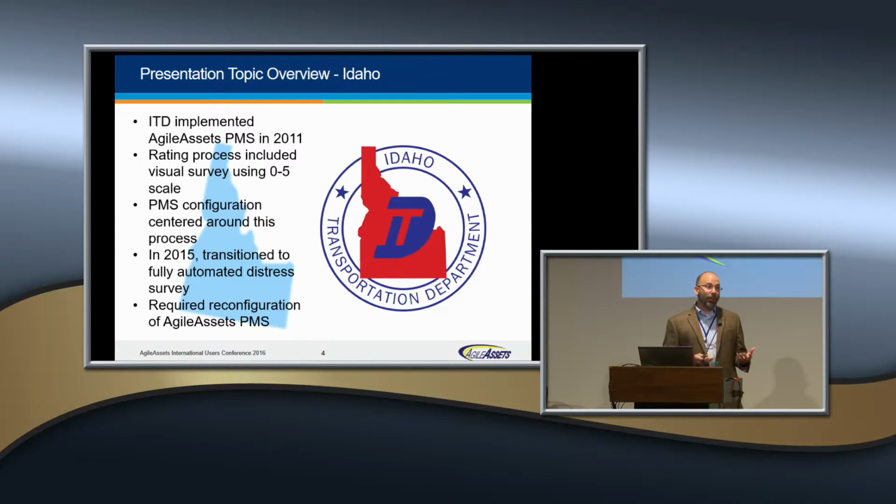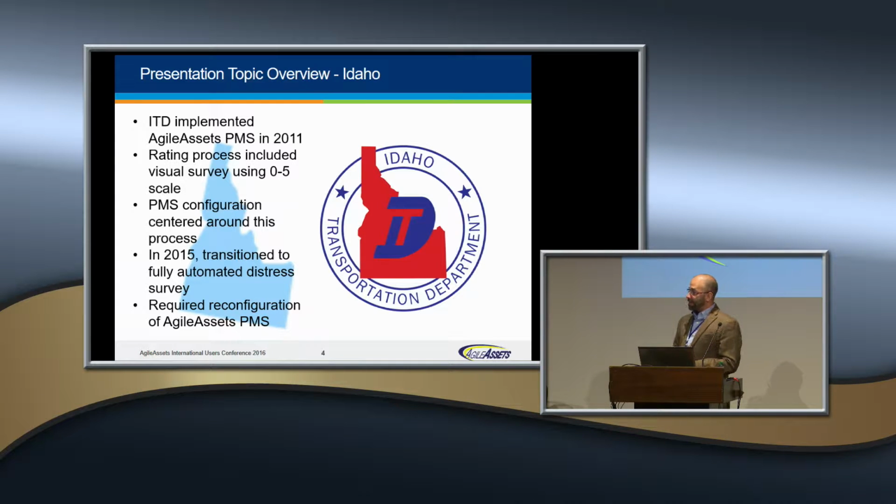We configured it around that 0 to 5 scale, even to my own concern, because it's fairly coarse. There's not a lot of granularity there. We can't make very detailed decisions on something that broad. So we've always been trying to work with them, push them to use a little more detailed process of collecting their data. It just so happens that in 2015, they were also looking to use their automated data collection van to start to collect distresses.